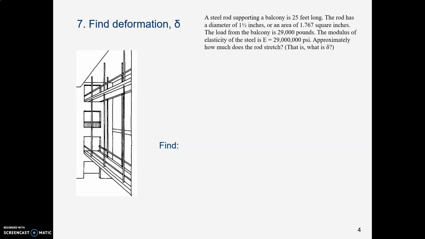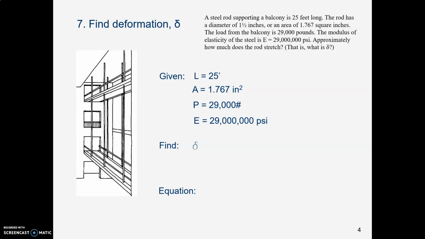So, what are you trying to find? You're trying to find deformation. What are you given? Well, let's see. Balcony 25 feet long, so that's the length. Rod has an area of 1.767 square inches. The load, that's the force, isn't it? 29,000 pounds. And modulus of elasticity is 29 million psi. So what equation would you want to use? Well, how about our good old shortcut?